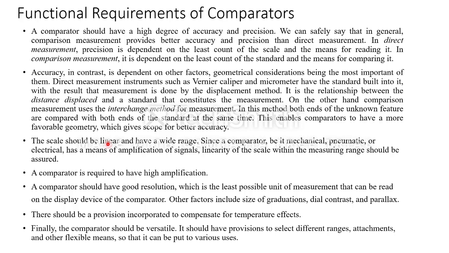Whichever comparator you take, either mechanical, pneumatic, electrical or electronic, the amplification signal should be linear. Moreover, a measuring device should have a limited amplification. If you take the mechanical comparators, the amplification happens with the links. It doesn't mean that you should have more links. It should be restricted to your application and your requirement.